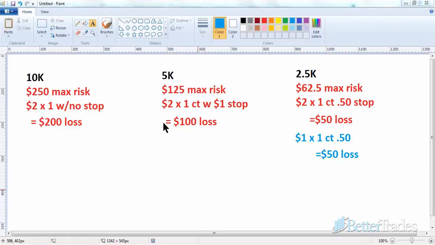Okay, and guys, here's what I'm trying to do with this strategy. The idea here is to trade with the maximum stop possible while maintaining the minimum risk possible. Does that make sense to everybody?